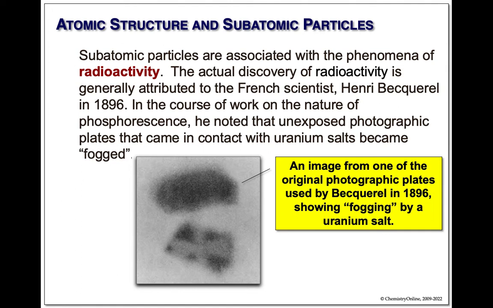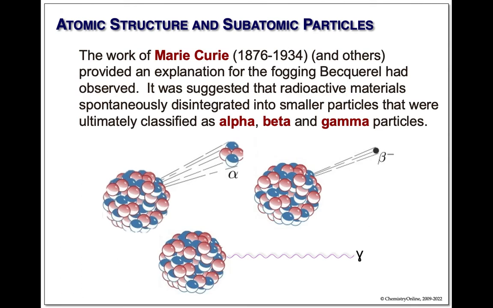Word got out that this had happened, and a number of people started working, trying to come up with an explanation for what happened. Among those people were Marie Curie and others, and basically they found that from this jar of uranium salts, there were three types of particles being emitted. They called them alpha, beta, and gamma. Now they differed both in mass and in charge.